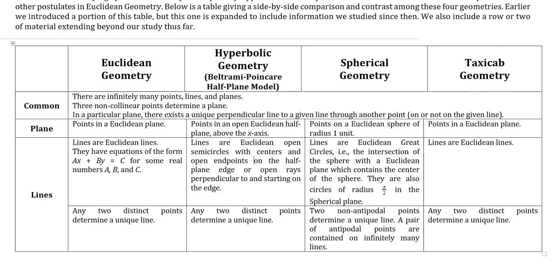Any two distinct points determine a line in Euclidean geometry, hyperbolic geometry, and taxicab geometry. We have to be a little careful in spherical geometry. Two non-antipodal points determine a unique line. A pair of antipodal points are contained on infinitely many lines.